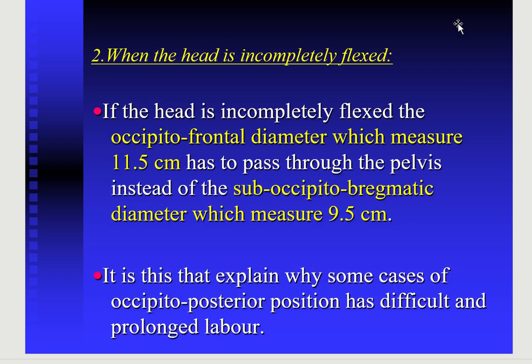But when the head is incompletely flexed, the occipitofrontal diameter, which is about 11.5 centimeters, has to pass through the pelvis instead of the suboccipitobregmatic diameter, which is about 9.5 centimeters. This explains why, in some cases of occipitoposterior position, there is a delay in the progress of labor, and there is prolongation of the first and second stage of labor.